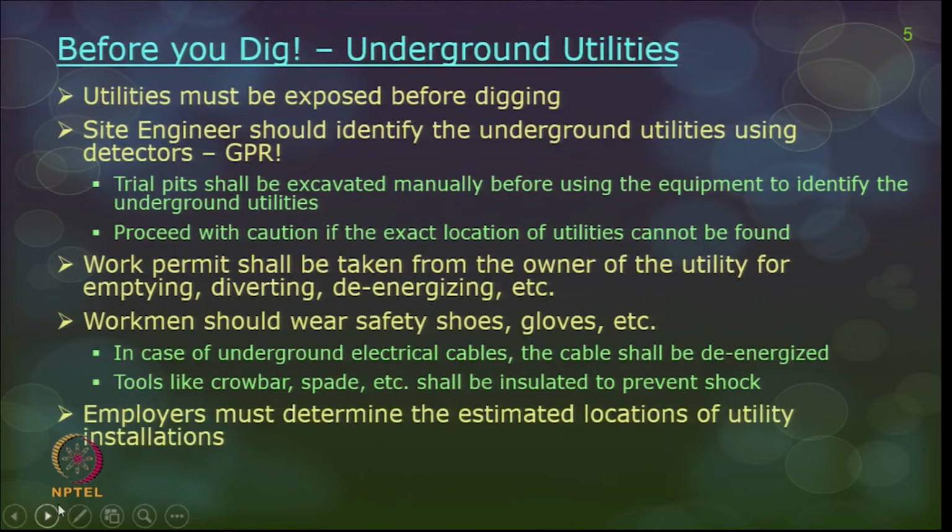Always, even if the utilities are all found, or even if you are confident that all utilities are identified, still you have to proceed with proper caution when you are doing the digging operation. The work permit has to be obtained for either emptying the utility, provided it is a sewerage line or a water line, or diverting the route, or de-energizing if it is an electric cable. So, you have to take adequate measures from the concerned authority, and you have to divert or safeguard the buried utilities first, and then you may work.